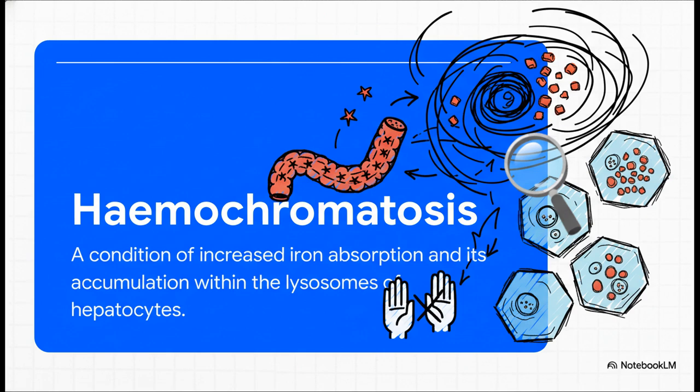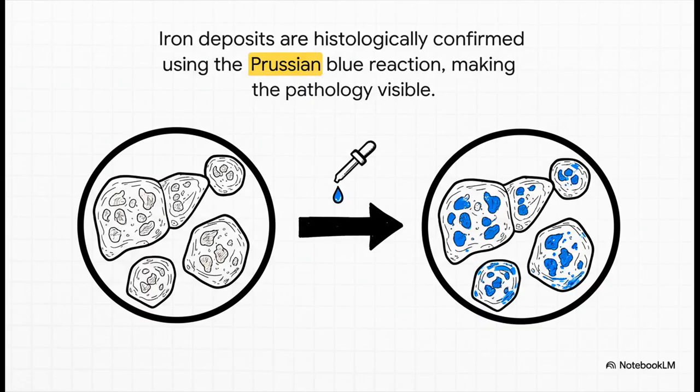The body starts absorbing way too much iron from your food, and since there's no good way to get rid of it, it just starts to pile up, mostly inside the liver cells, the hepatocytes. And this is where we get to use one of the pathologist's classic tools. To be sure about the diagnosis, we use a special stain called Perls' Prussian blue. It reacts with any iron deposits and turns them this really brilliant, unmistakable blue. It just pops right out when you're looking under the microscope, making it very clear what's going on.